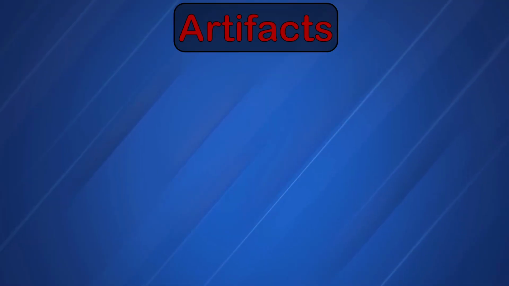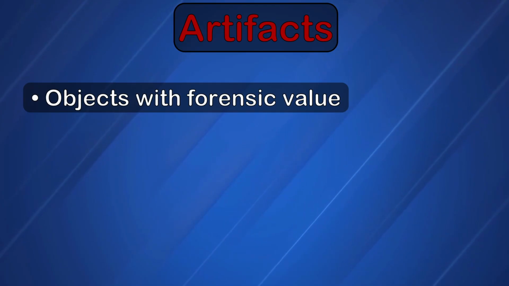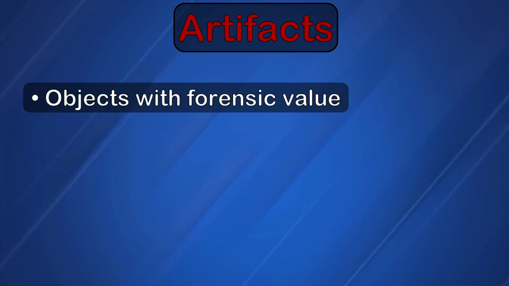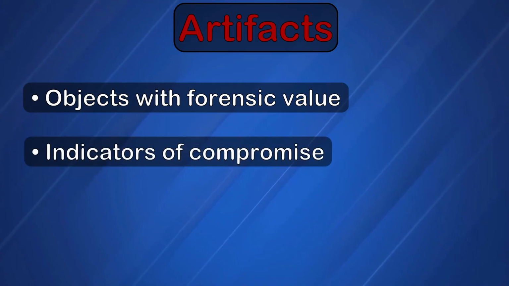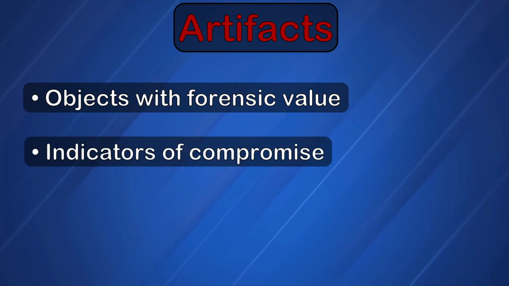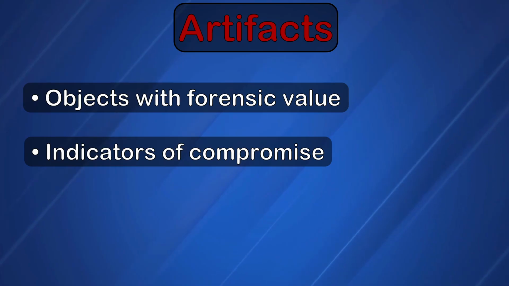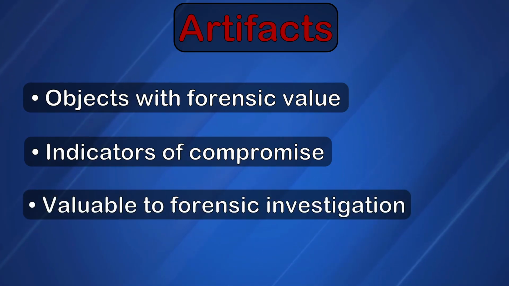In computer forensics, an artifact is an object that contains forensic value. Forensic value is evidence found on hardware or in areas like registry hives that show indicators of compromise. These indicators are a digital sign of a breach. It is important to preserve these artifacts and understand their value to a forensic investigation.